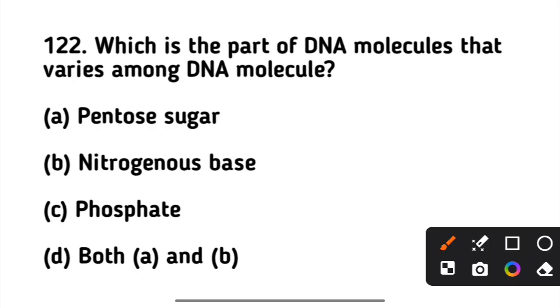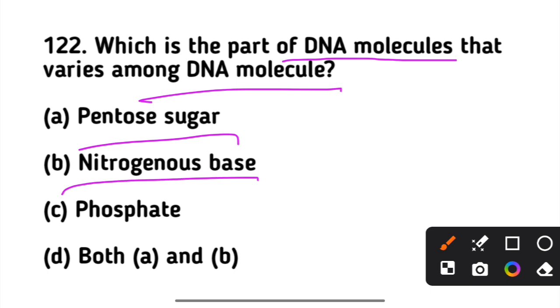Next, which is the part of DNA molecules that varies among DNA molecules? Pentose sugar, nitrogenous base, phosphate, both A and B. Option B is correct, nitrogenous base.